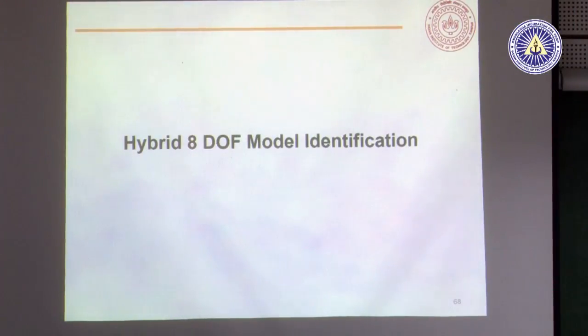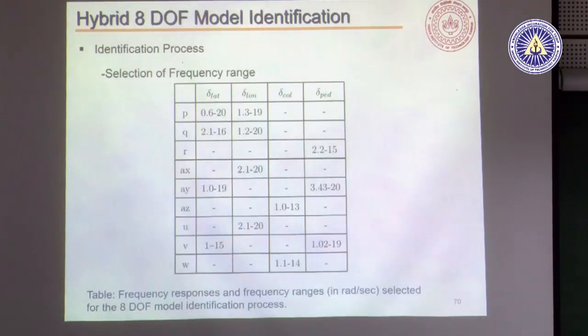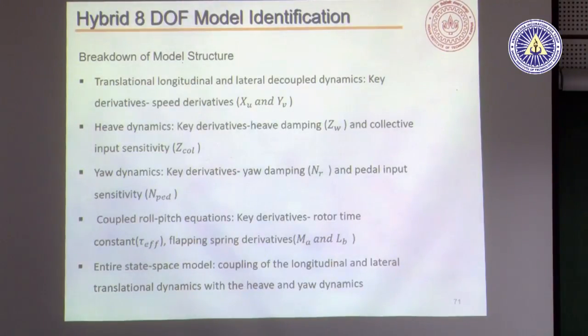Then we proceed to the 8 degree of freedom model identification. So same, now this whole equation is used, and we go through the same things. We first set the frequency range for each of the axis parameters. Then we look at individual components, translational, longitudinal, lateral dynamics. We try to decouple that. Okay. So here XU and YV are key parameters. For heave dynamics, we have ZW and Z collective as key parameters. For yaw dynamics, we have NR and N pedal.